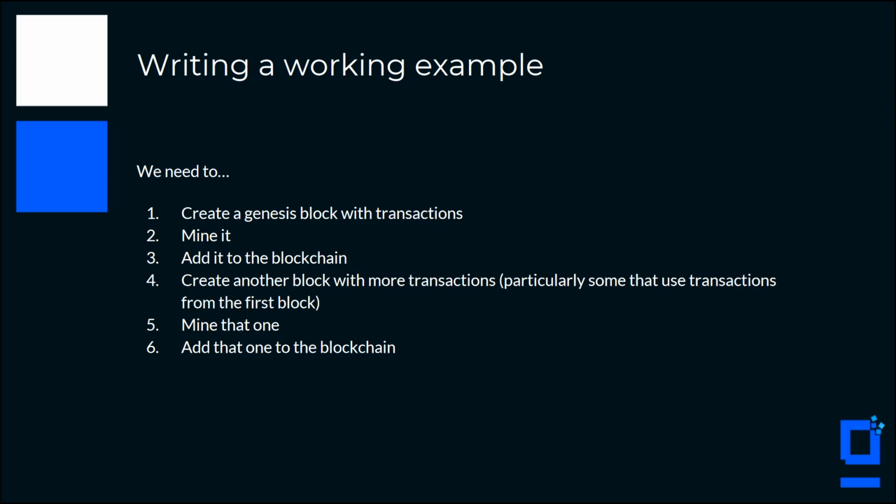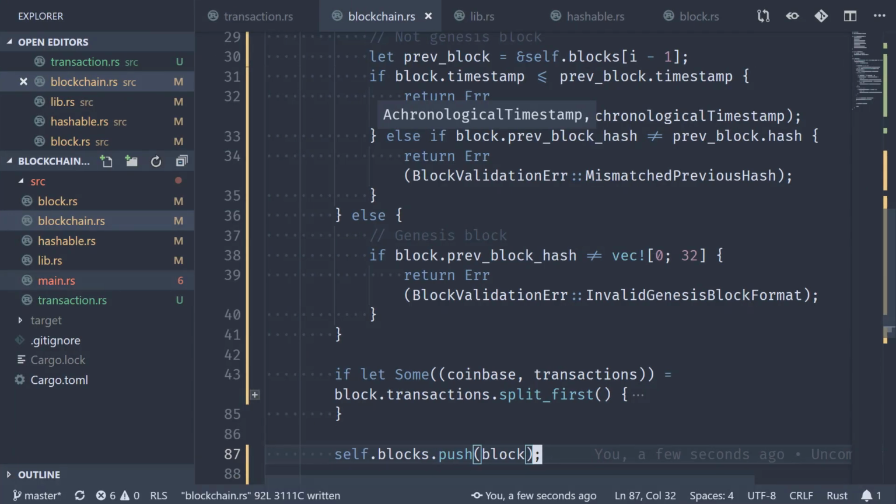We'll create another block with more transactions that are either Coinbase transactions, or the inputs have to reference transactions that have occurred in the Genesis block, in that previous block there. So we'll create that block, we'll mine that one, and add that one to the blockchain. And of course, that will perform all those checks, right? So let's implement that example.